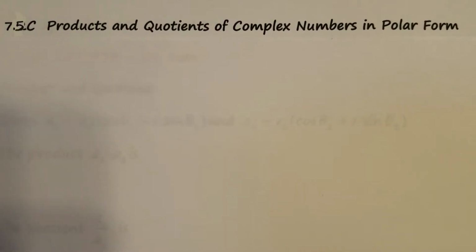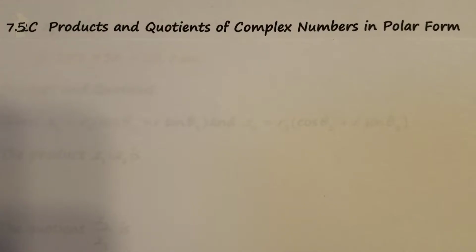We are going to be looking at the products and quotients of complex numbers in polar form. We know how to write the complex numbers in polar form from a previous lesson with the cosine theta plus i sine theta, but now we're going to take two of those and multiply them to get a product and divide them to get a quotient, but there's a particular method to doing that.